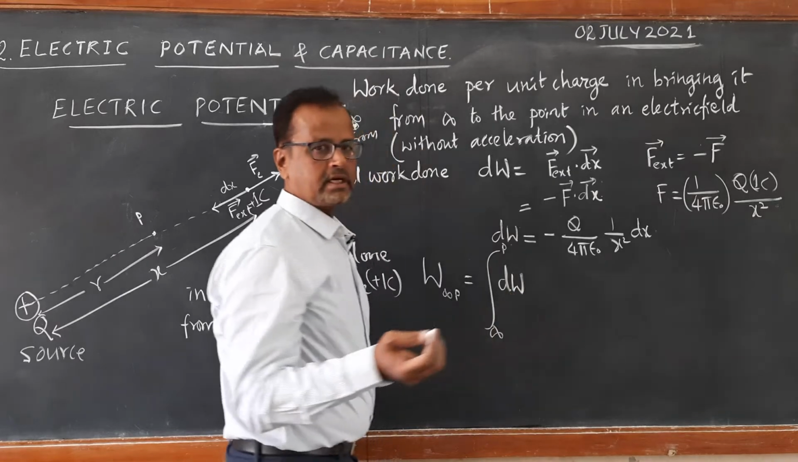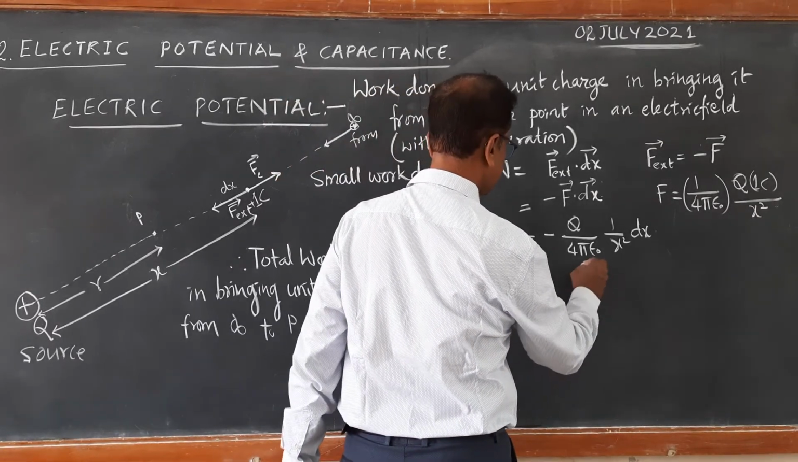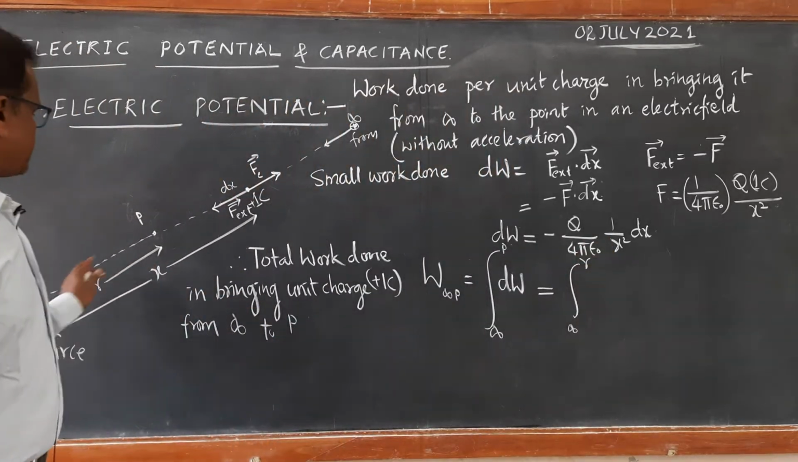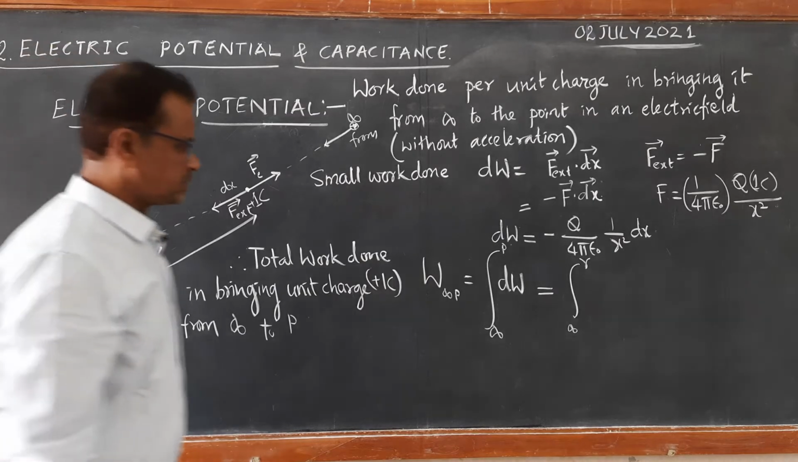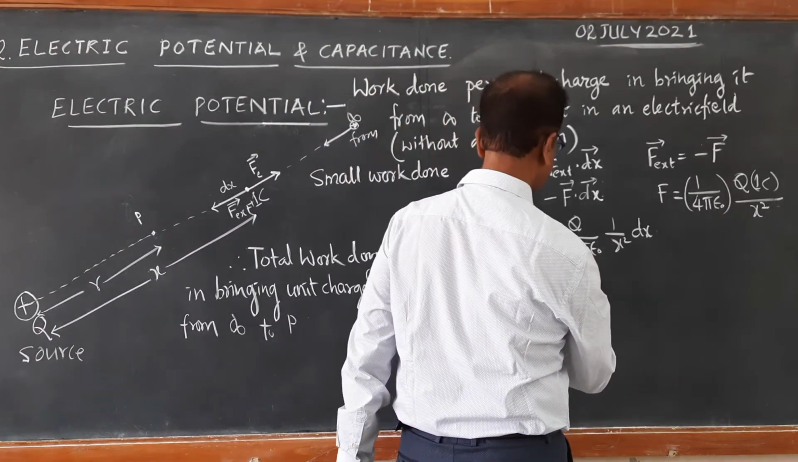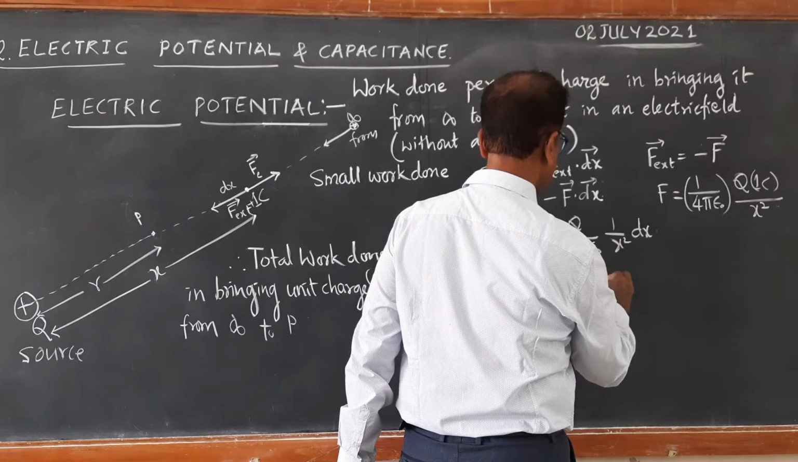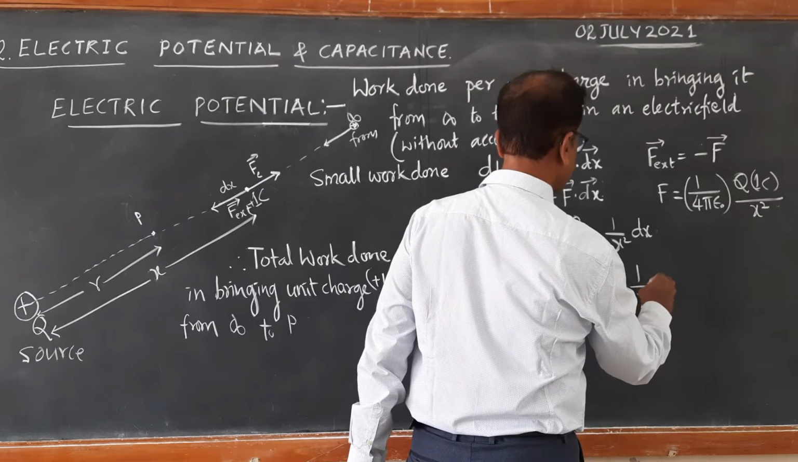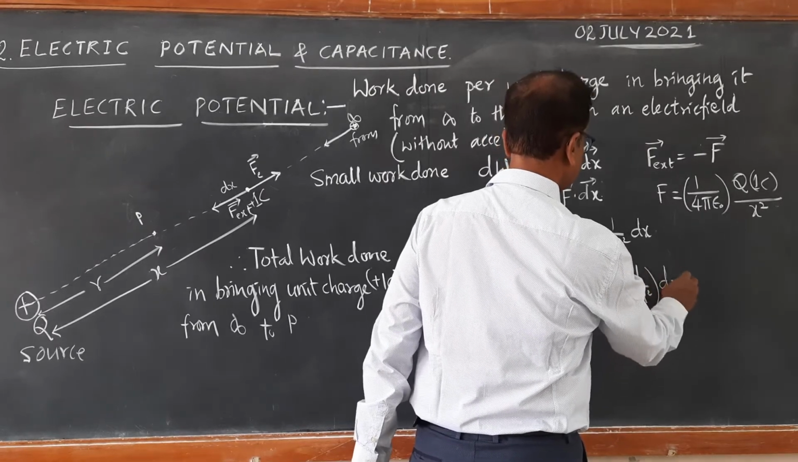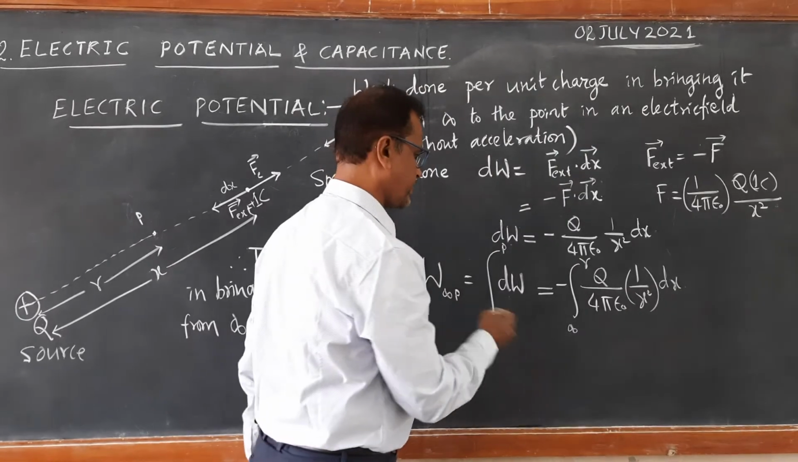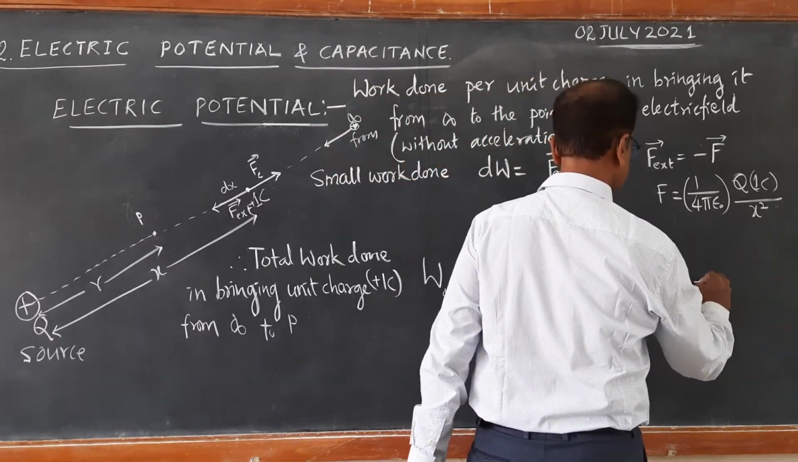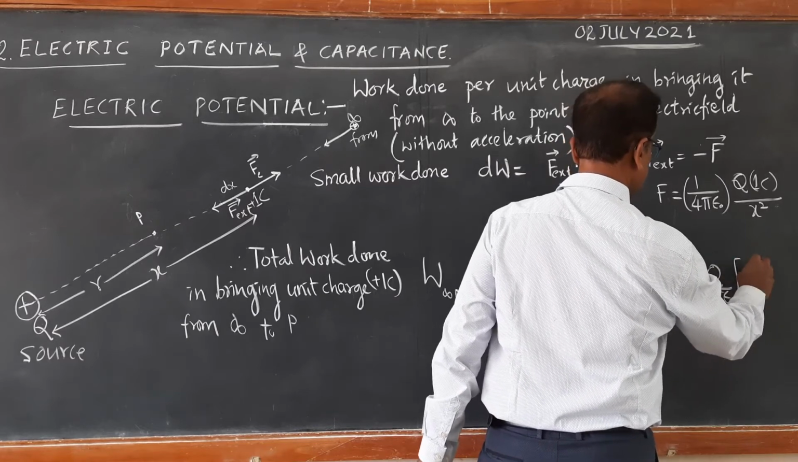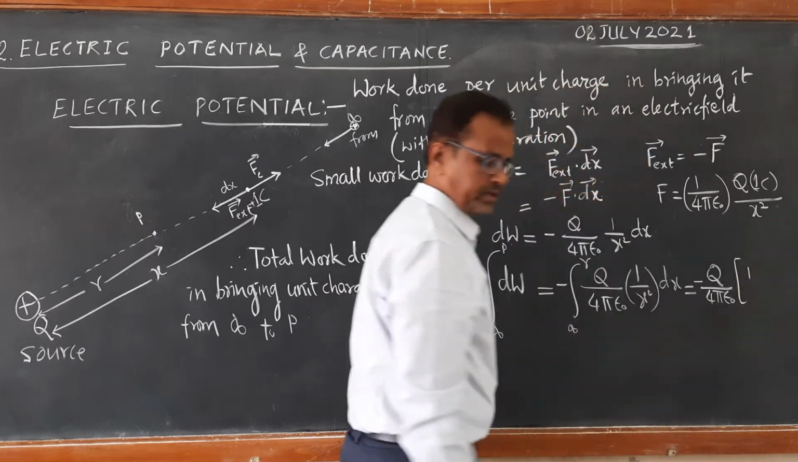So P is at a distance r, that we can substitute in the next step. So from infinity to the position r, because this point P is at position r. Now I am substituting what is dW: minus q upon 4 pi epsilon naught outside, into 1 by x square dx. So q upon 4 pi epsilon naught also can be taken out. So next step, it becomes minus q upon 4 pi epsilon naught into integration of 1 by x square.